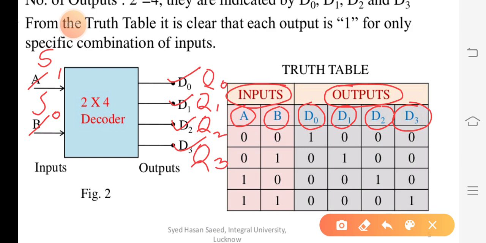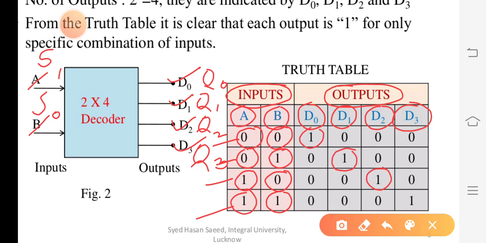2 to the power 2 will be our input combinations, and 2 to the power 2 will be our outputs. Now the first combination is 0 0, second is 0 1, third is 1 0, next is 1 1. This is clear, right? This is clear to everyone, 00, 01, 10, 11. Making combinations is very easy. Now here what we are writing is 1. Look here, 1 1 1 and 1. That means the diagonal entries are 1.